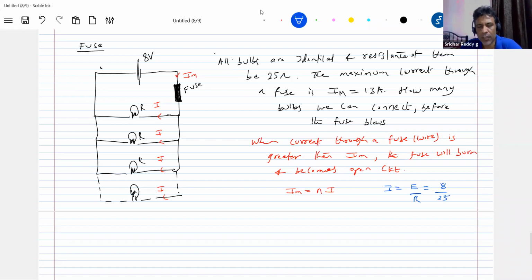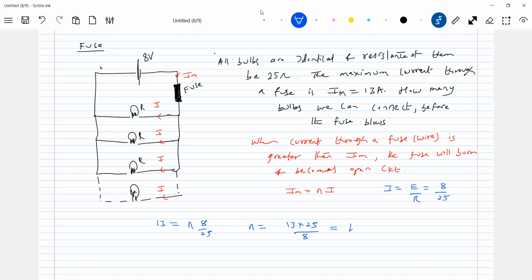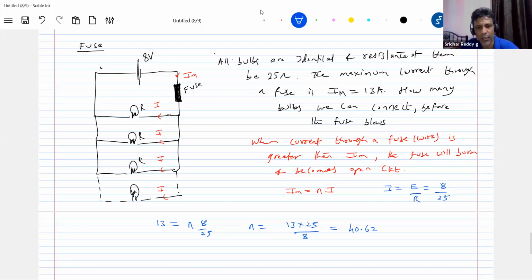So IM is given as 13. N times 8 by 25. So N equals 13 into 25 by 8, which is 40.625. So what shall I put for N? 40 only. 0.62 of a bulb will not come, and if you put 41, the fuse will burn out. So 40 is safe. We can connect 40 bulbs safely.